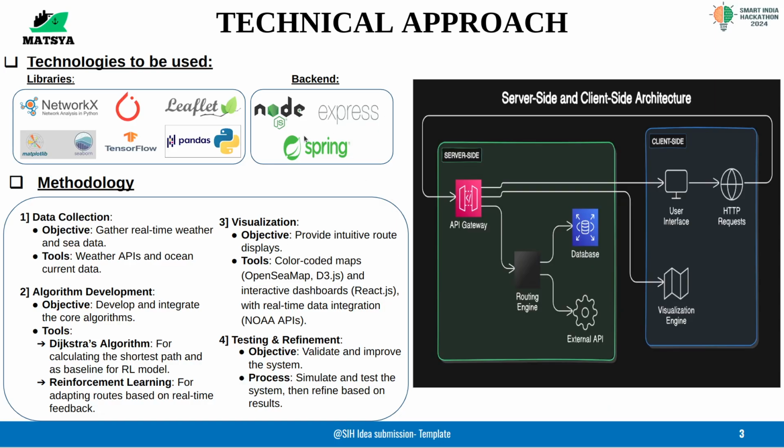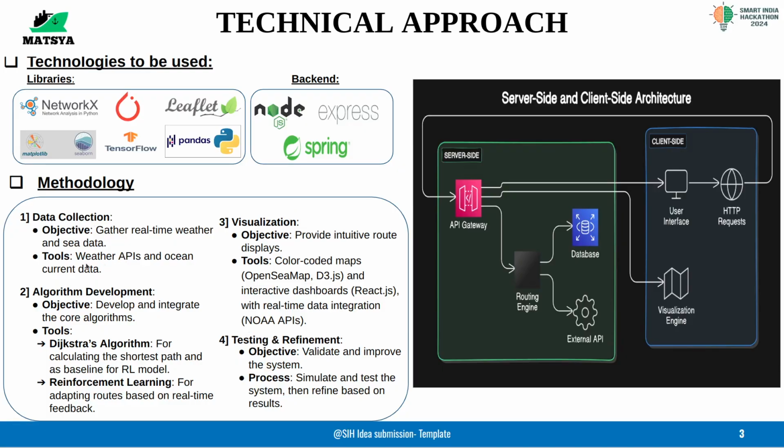Node for optimum API fetching, Spring for management of the entire program and for fast requests between the components of the program, and Express for fetching data from the database. The methodology is based upon four factors: data collection, algorithm development, visualization, and testing and refinement.